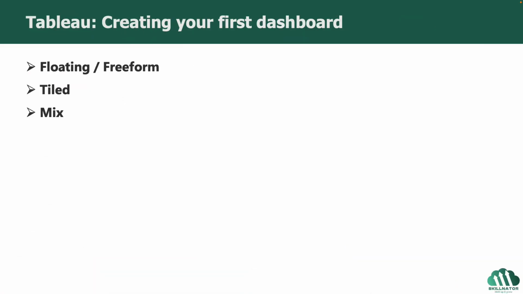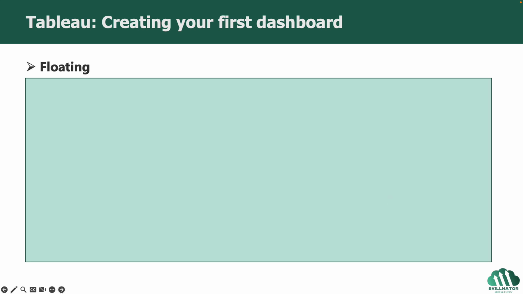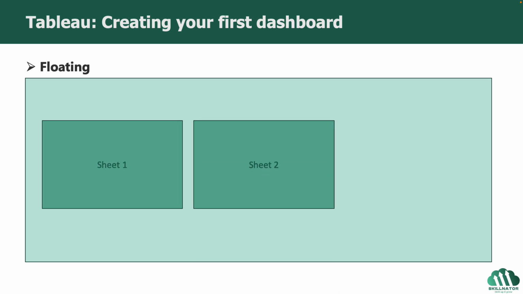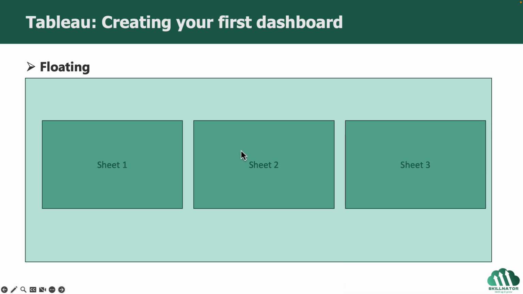In Tableau, there are broadly 2 ways you can set up a dashboard: floating approach and the tiled approach. And there's actually a third one as well, which is kind of the mix of the 2. In floating approach, you have the freedom to place the sheets anywhere on the canvas. Assume this light green shaded area is the dashboard canvas. If I have 3 sheets, I can place them anywhere on the canvas and move them around as I like.